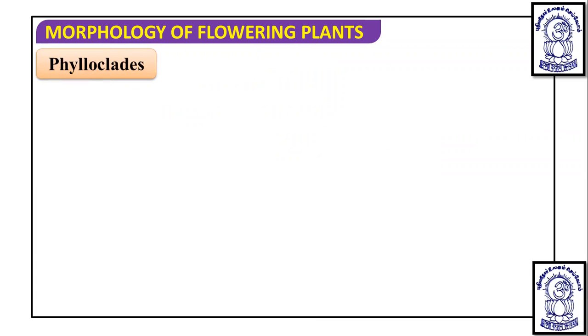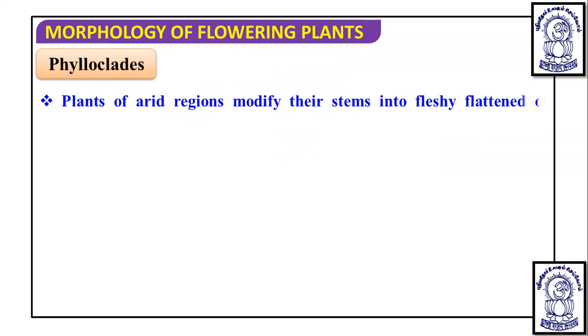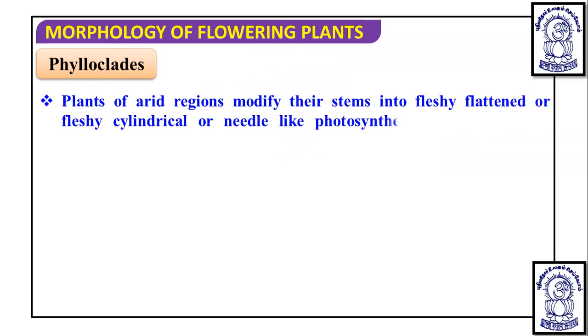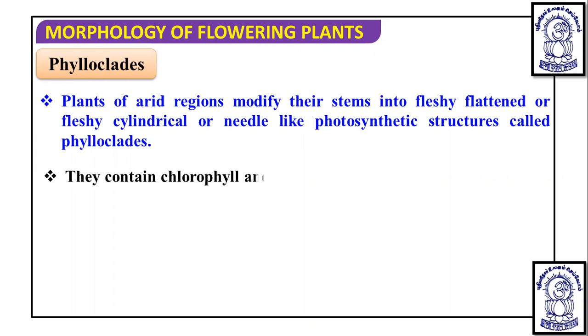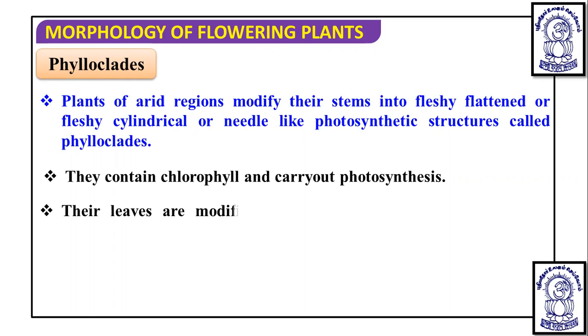Then another modification of the aerial stem is phylloclade. In this, plants of arid region modified their stem into fleshy flattened or fleshy cylindrical or needle-like photosynthetic structure. Means here stem is getting modified into flattened structure or cylindrical structure usually, and performing a photosynthetic function. Then it is known as phylloclade. So why? Because this flattened stem or cylindrical stem contain chlorophyll and that carry out photosynthesis.